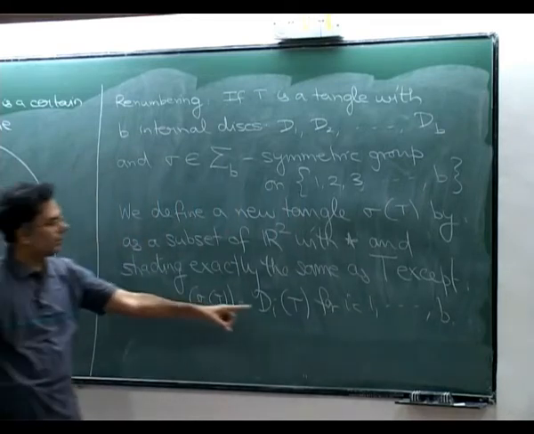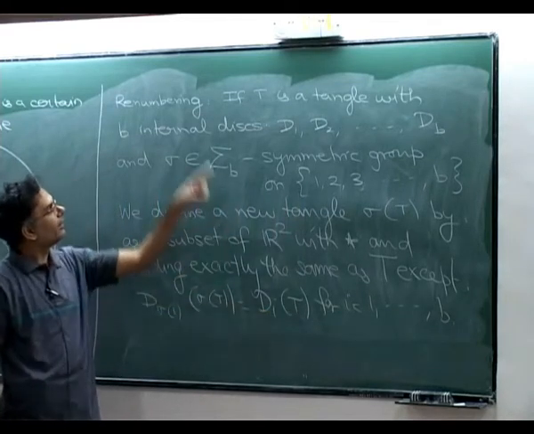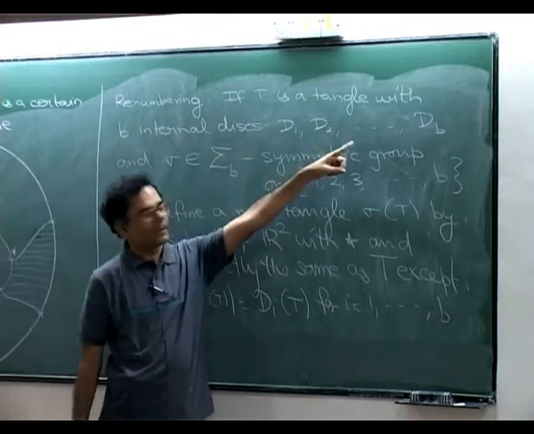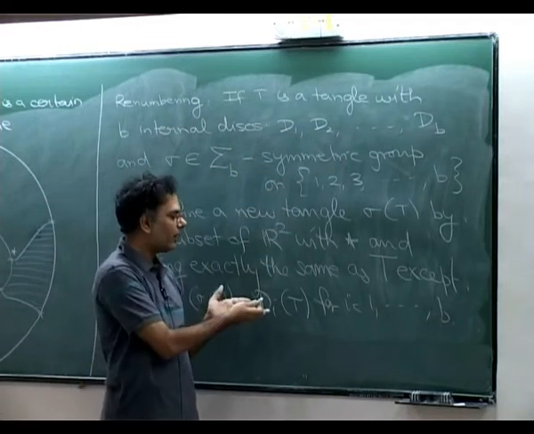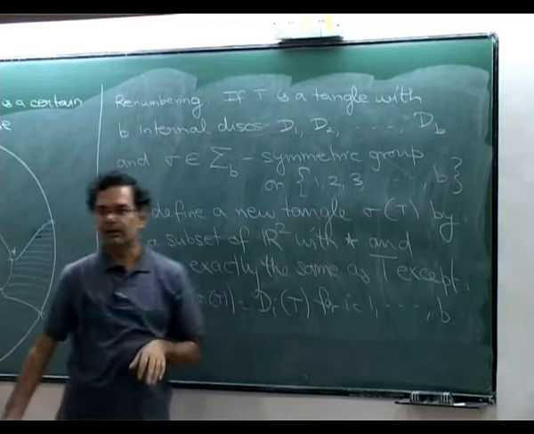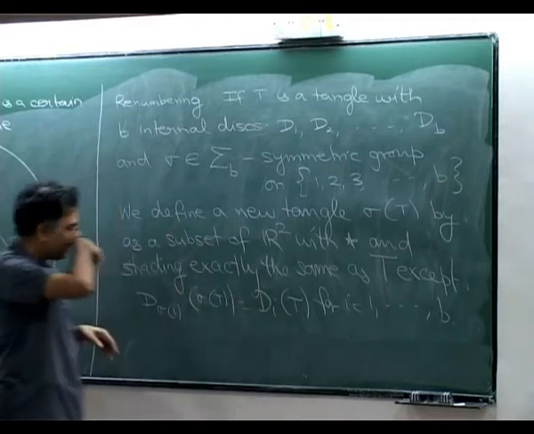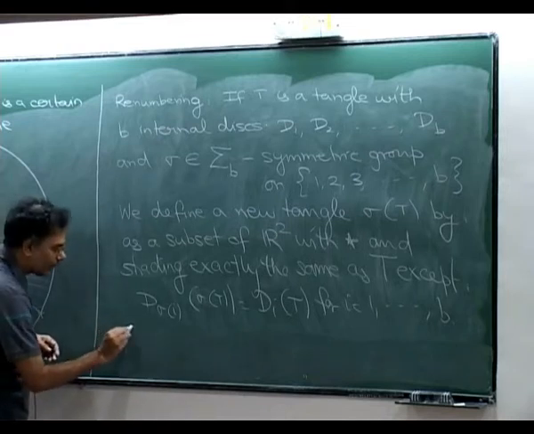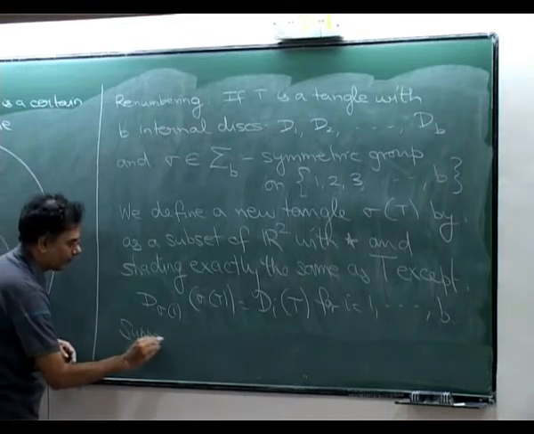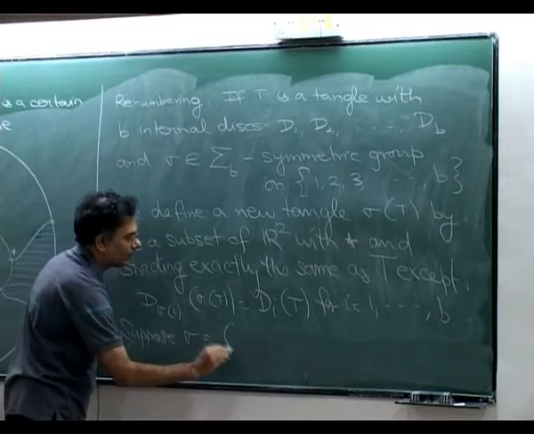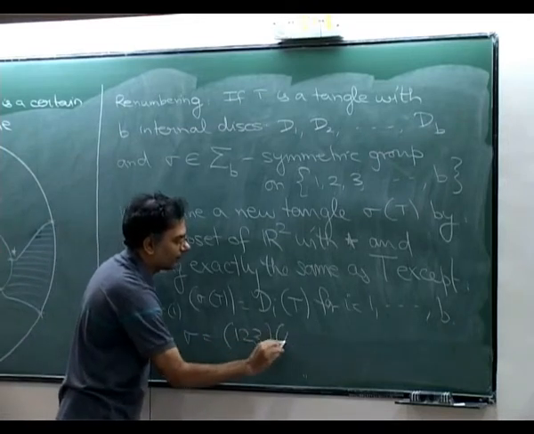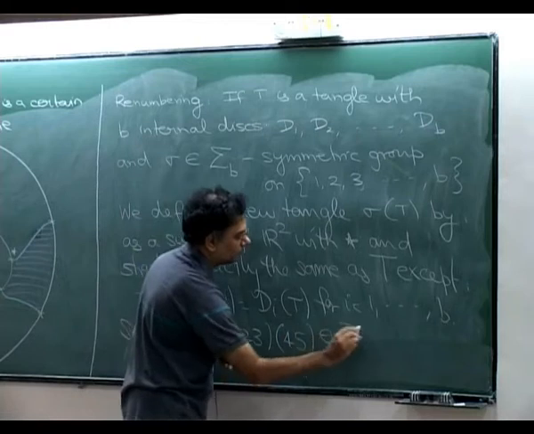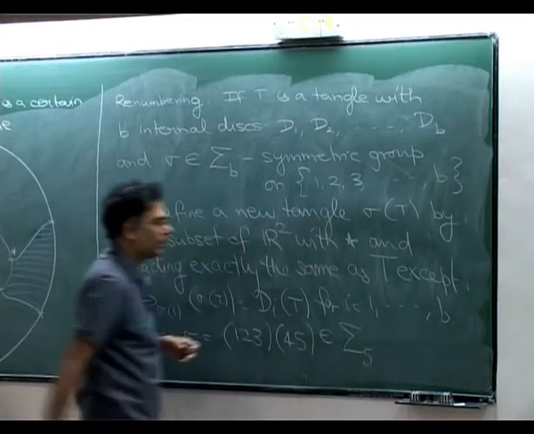So here I have introduced this new notation. I hope it's self-explanatory. I said D1 up to DB are the disks of T, so instead I can call them D1 of T, D2 of T, since I am dealing with two tangles T and sigma T. So Di of T is the ith disk of T, and the ith disk of T should be the sigma ith disk of sigma T. So let's take an example. Suppose sigma is 1, 2, 3, 4, 5, this permutation belonging to the symmetric group.